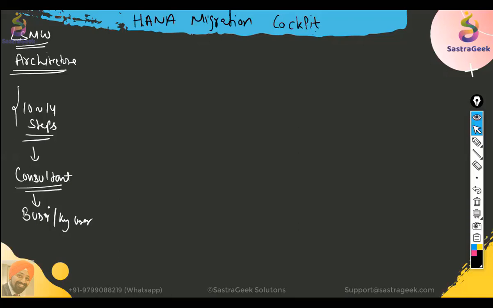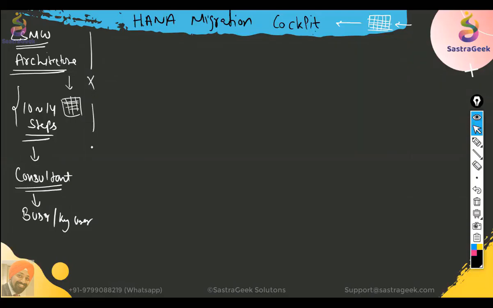So in LSMW you need to do the recording or batch input or whatever BDC you use. The first initial few steps you do just to generate an Excel with the different columns. The initial 4 or 5 steps are related to that only. In HANA migration cockpit, SAP is saying that we have standard objects, and for standard objects we have a standard Excel template, which you just need to fill up and upload into the HANA migration cockpit. It's as simple as that.